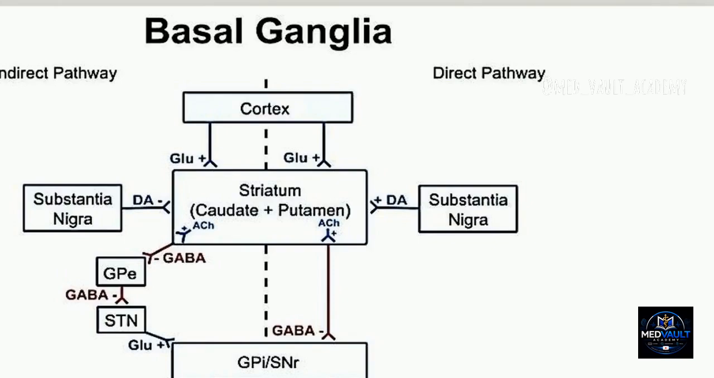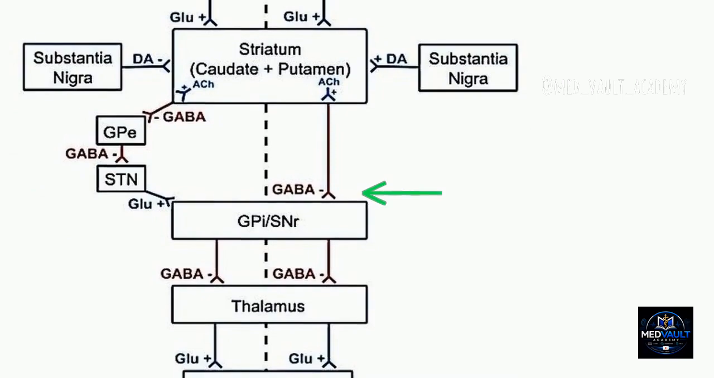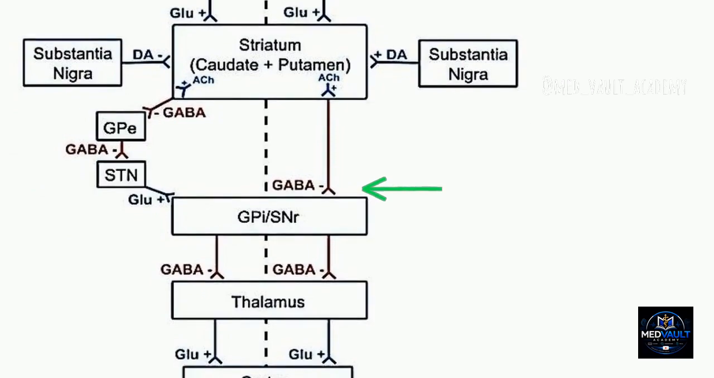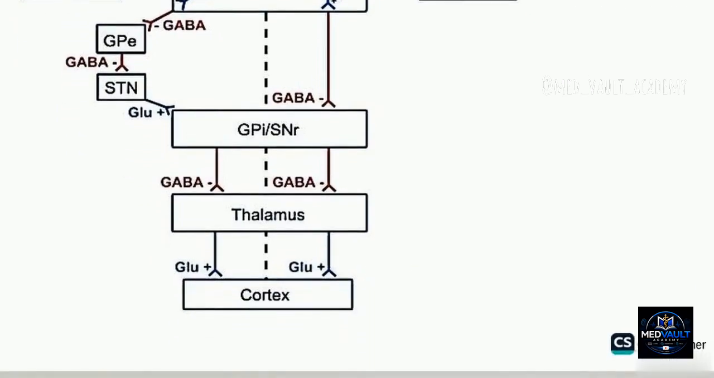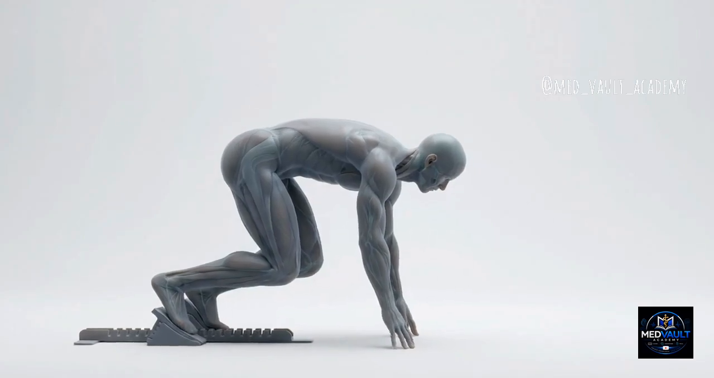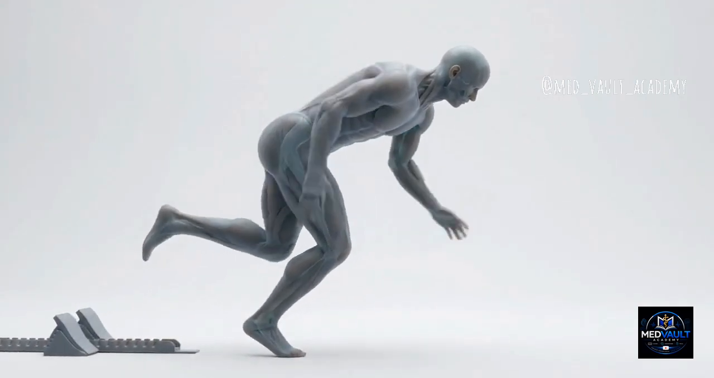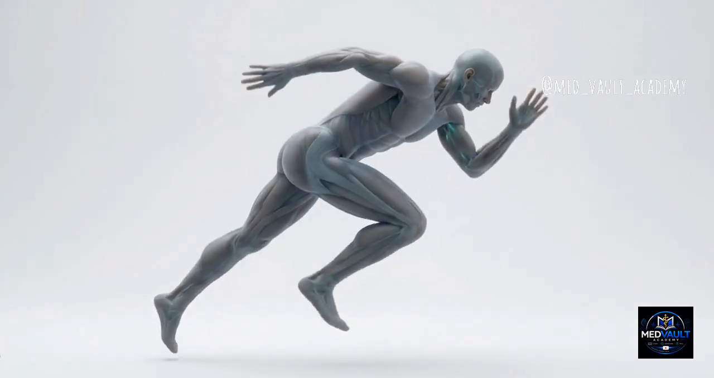The sequence begins when the cerebral cortex releases excitatory glutamate to stimulate the neurons in the striatum. Once activated, the striatum releases inhibitory GABA into the globus pallidus internus, or GPI. This creates disinhibition. Because the GPI normally holds the thalamus in a state of tonic inhibition, inhibiting the GPI itself effectively cuts the brake. The freed thalamus then fires its excitatory glutamate signal back up to the motor cortex, allowing the intended action to proceed. By successfully turning off the internal braking system, the direct pathway ensures the brain can execute voluntary movement without interference.